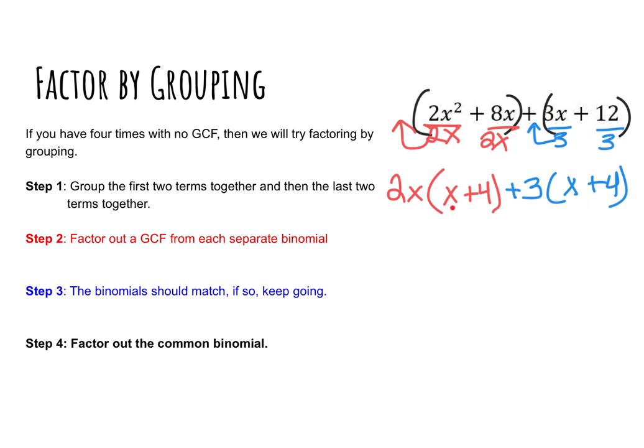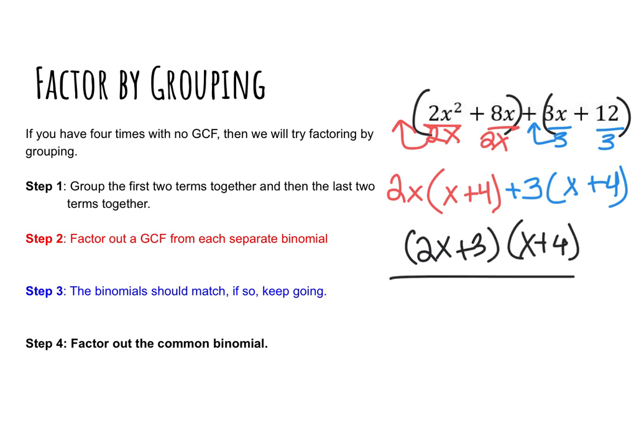So now that I know that that's going to be one of my factors, I can also group the 2x plus 3 together. So I'm going to go ahead and group the 2x plus 3 in one parentheses and the x plus 4 in the other parentheses. Could this binomial be switched around? Could I put the x plus 4 first? The answer is yes. Okay, so that doesn't affect your answer.